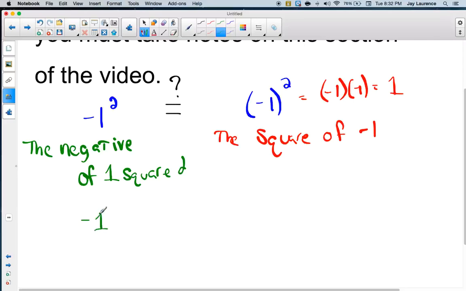Okay, the negative of 1 squared. So you see, they are not equal to each other. Yeah, some of you aren't going to believe me. Test it on a calculator. Put in -1 squared and then put in the quantity of -1 squared. You'll get a +1 for the latter and a -1 for the previous. And it's all because you're misreading it.